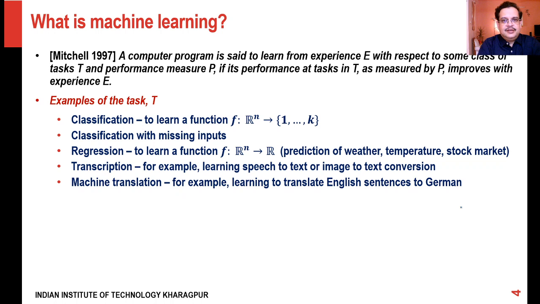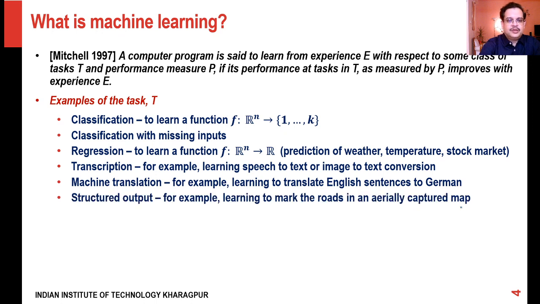Machine translation is another interesting area of machine learning where we learn to translate English sentences to another language like German, or Bengali to English, and so on and so forth. There are many cases where the output of machine learning can be a structured artifact. For example, I have an aerially captured map or maybe a satellite image, and I want to learn to mark out certain types of things like, for example, roads, rivers, or anything of that type. So machine learning is also used to a large extent for these kinds of problems.